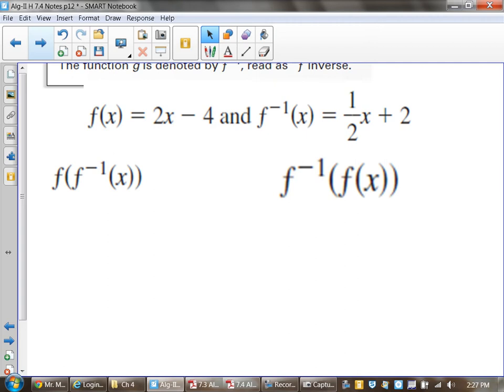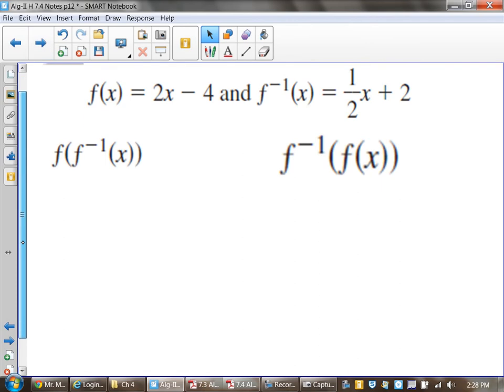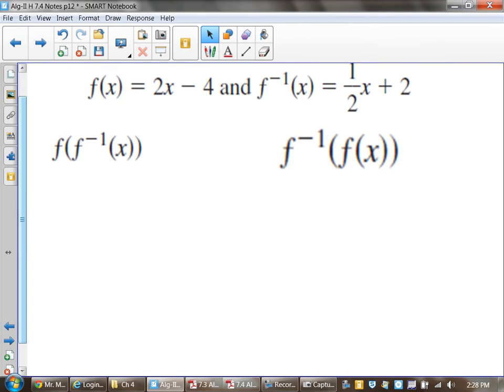If 2x minus 4 and 1/2 x plus 2 are inverses of each other, they should, when you substitute in for each other, equal the same value. Remember, if I'm trying to find f inverse of f of x, I start by writing out the inverse equation. Then I surround it with the f equation.